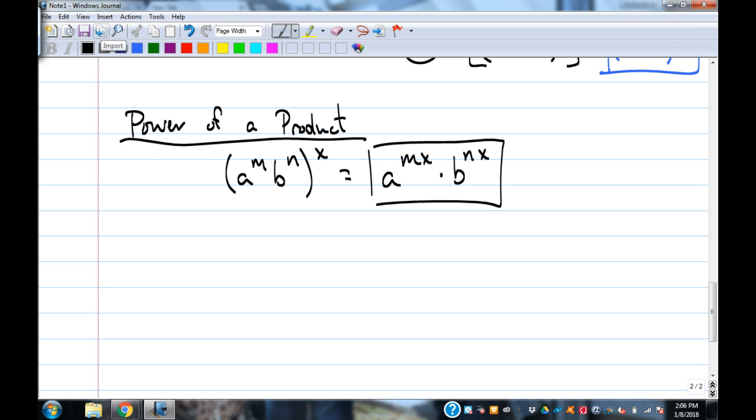It's easier to see when we put numbers in it. We'll do a problem with the numbers in it. x squared y to the 4th, to the 5th.